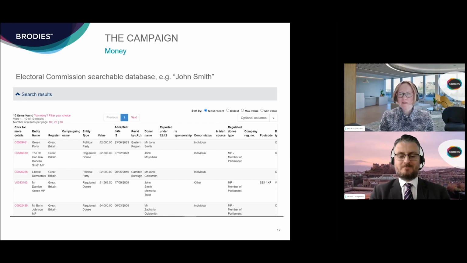And I, this morning, searched against the really unimaginative name John Smith, and I am showing you the first several items of many pages of results for John Smith, showing you donations by John Smith, but donations to other people called Smith by people who aren't called Smith at all. So you can go and play with the Electoral Commission searchable database if that is your thing.